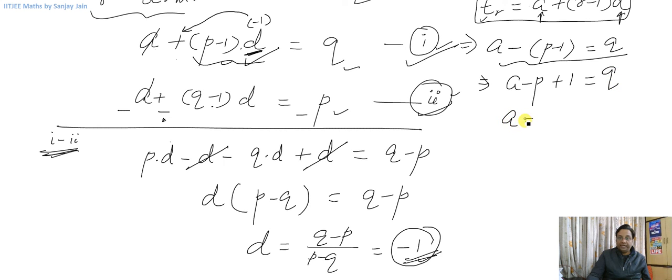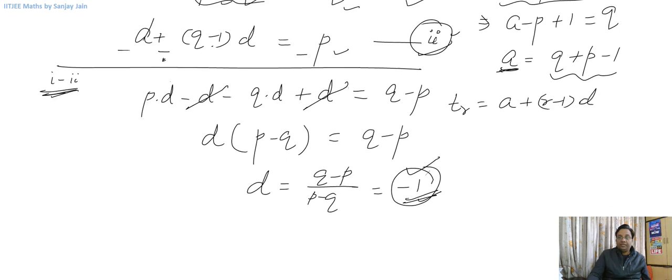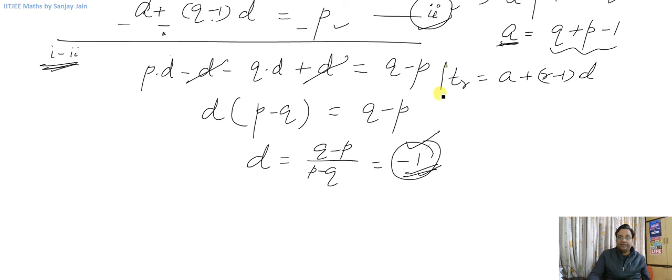Then what will be A? A will be equal to Q plus P minus 1. Now this is my first term and this is my common difference. So what will be my rth term? Rth term, that is Tr, is nothing but A plus R minus 1 into D, right? So let me replace value of A and D here.